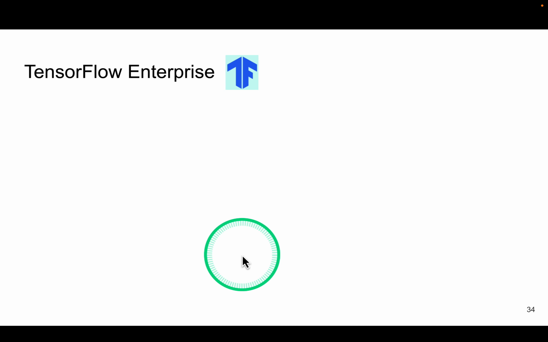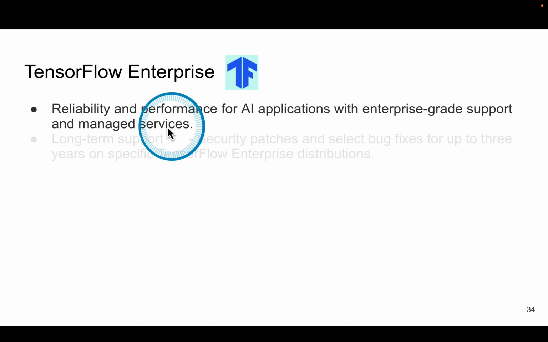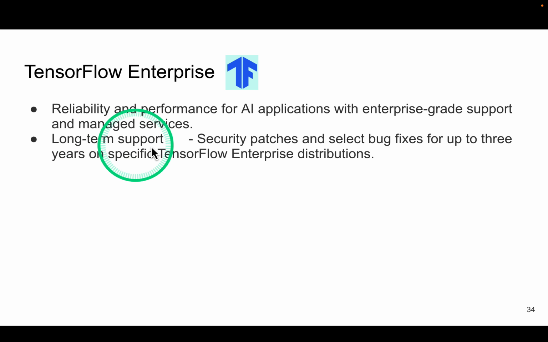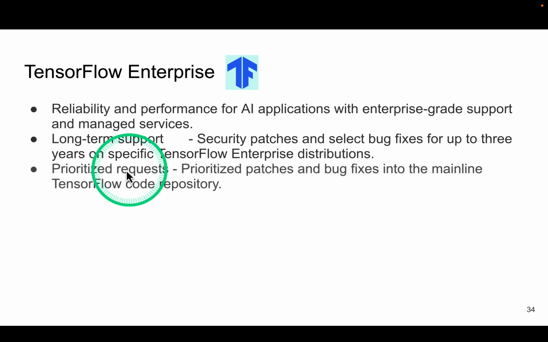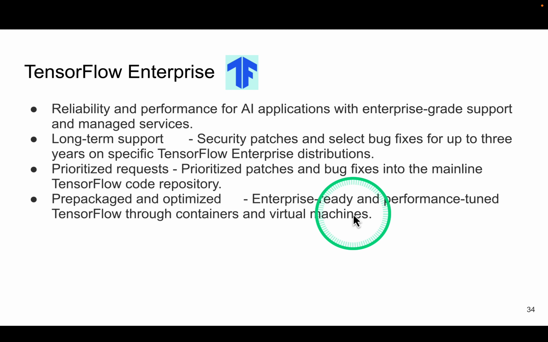So next is TensorFlow Enterprise. So reliability and performance for AI applications with enterprise grade support and managed services. So some features are long-term support. TensorFlow Enterprise offers security patches and select bug fixes for up to 3 years on a specific TensorFlow Enterprise distribution. You have prioritized requests, prioritized patches and bug fixes into the mainline TensorFlow code repository. Pre-packaged and optimized, so it's enterprise ready and performance tuned TensorFlow through containers and virtual machines.